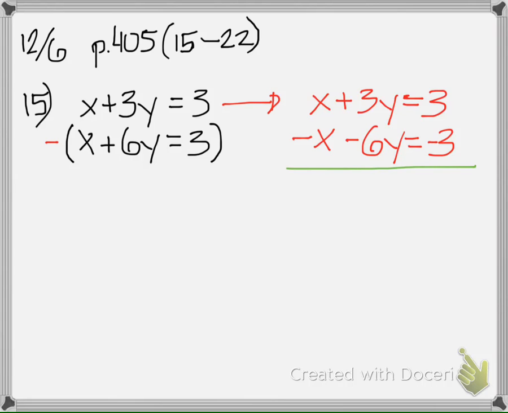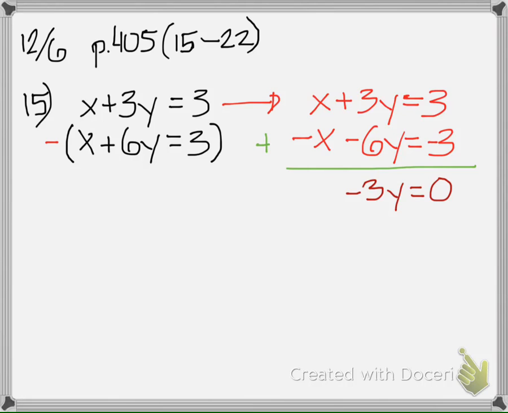Now we draw our line, and we literally add our like terms together. x minus x becomes 0x. Positive 3y minus 6y becomes -3y. And 3 minus 3 is 0.